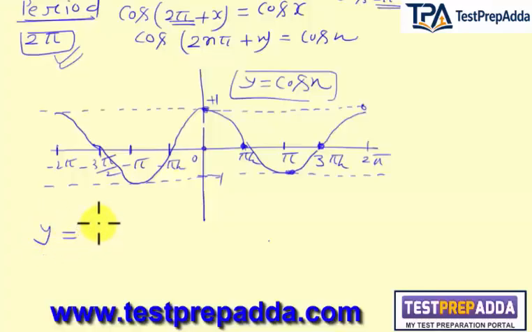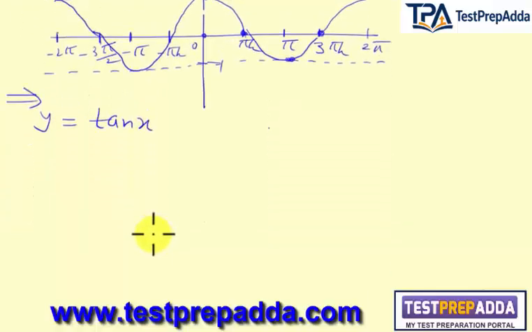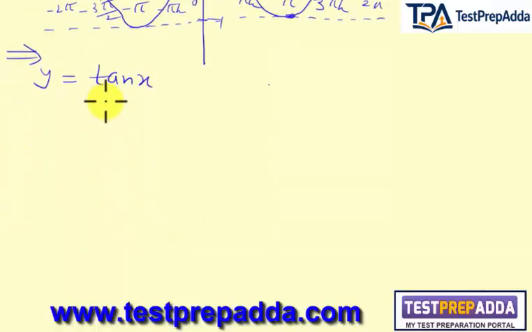y is equal to tan x, another trigonometric function. Here, since tan x is sin x upon cos x, the denominator has cos x and the denominator cannot be 0. That is why this function is not defined for all those values of x where cos x is 0.